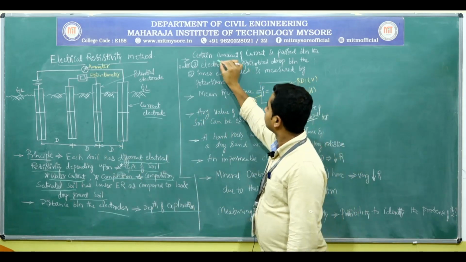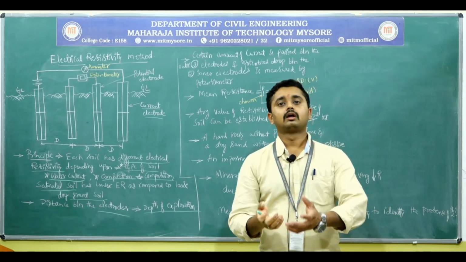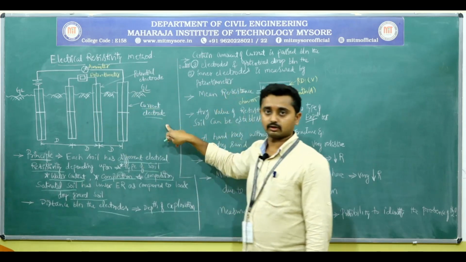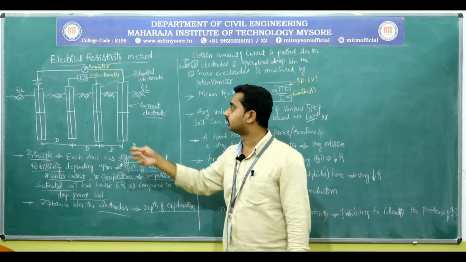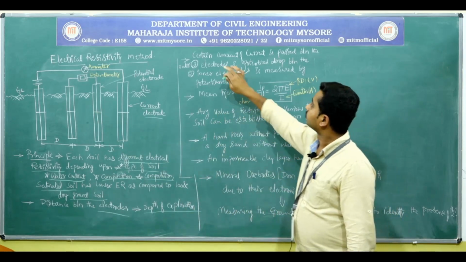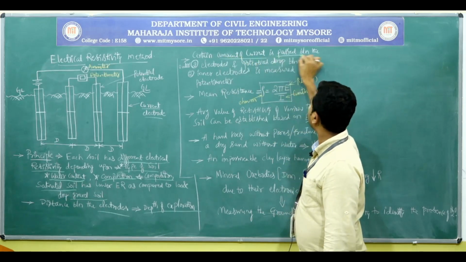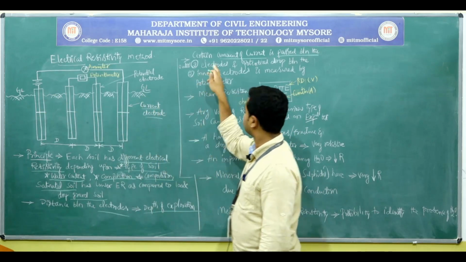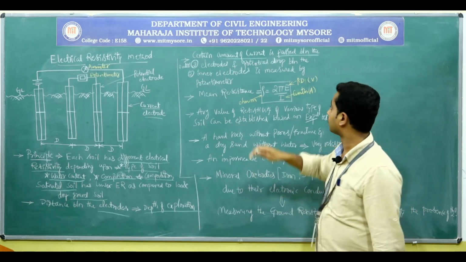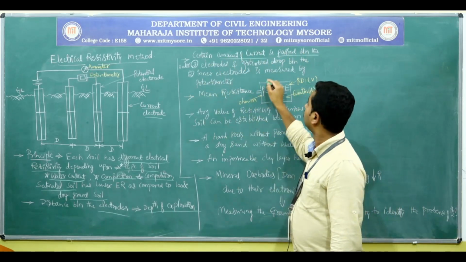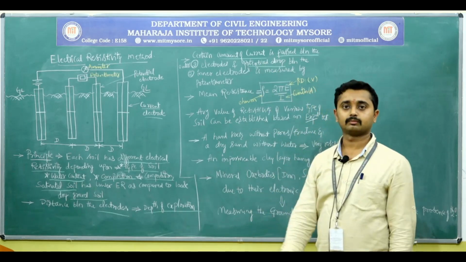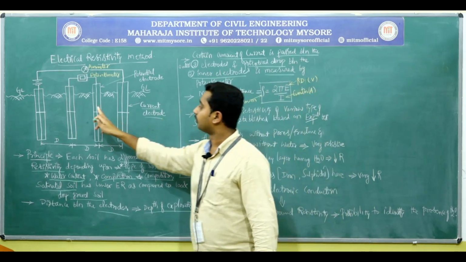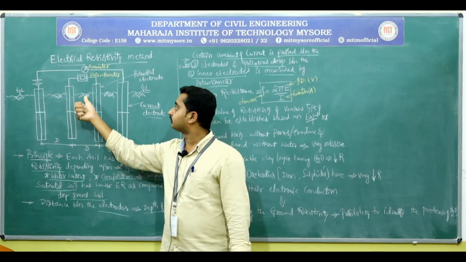Now, the basic principle is what I just said. We are sending current through the outer current electrodes and recording the resistivity with the potentiometer. A certain amount of current is passed between the two outer electrodes, this current electrode and this current electrode, and the potential drop between the two inner electrodes is measured by the potentiometer.